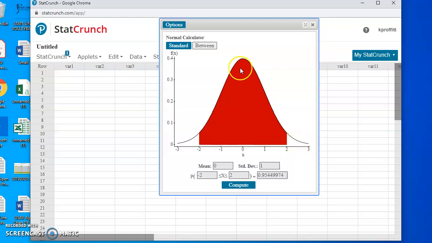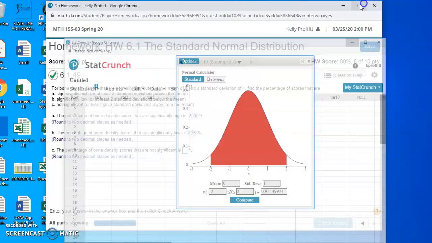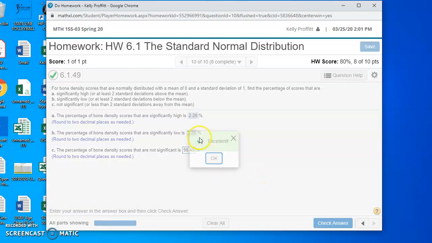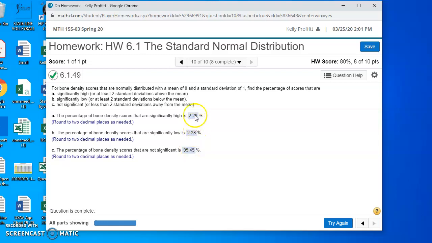So the bone density scores that are not considered to be significant fall in this red area, which is, if we convert this to a percent, 95.45%. Okay? So that would be 95.45%. And if you notice, we can check it. If you notice, if you add up these percentages, they're going to give you 100%.